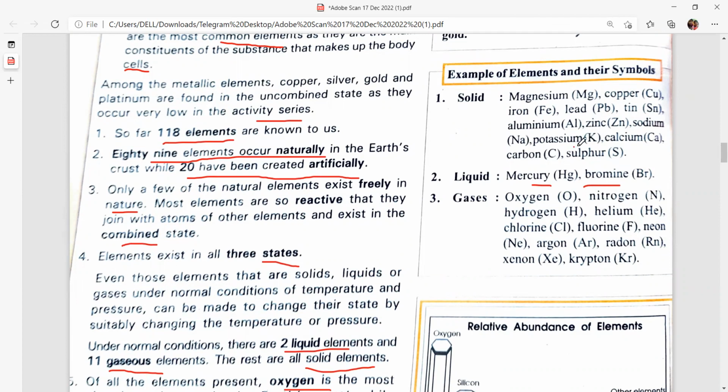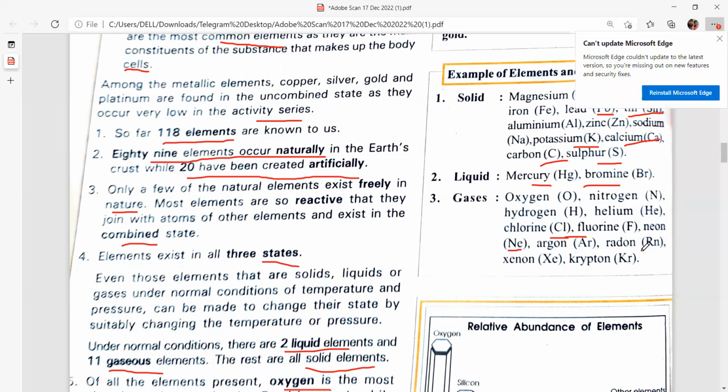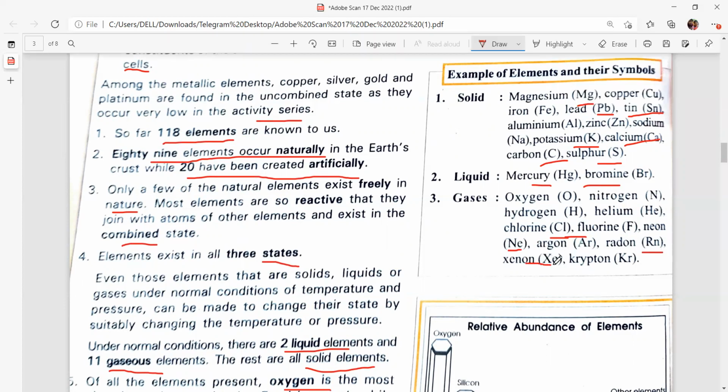You have to remember potassium K, calcium Ca, sulfur S, carbon C, magnesium Mg, lead Pb, tin is Sn, stannum Sn, oxygen O, nitrogen N, hydrogen H, helium He, chlorine Cl. First letter is always capital, second is small. Fluorine F, neon Ne, argon Ar, radon Rn. Xenon is Xe, and krypton is Kr.